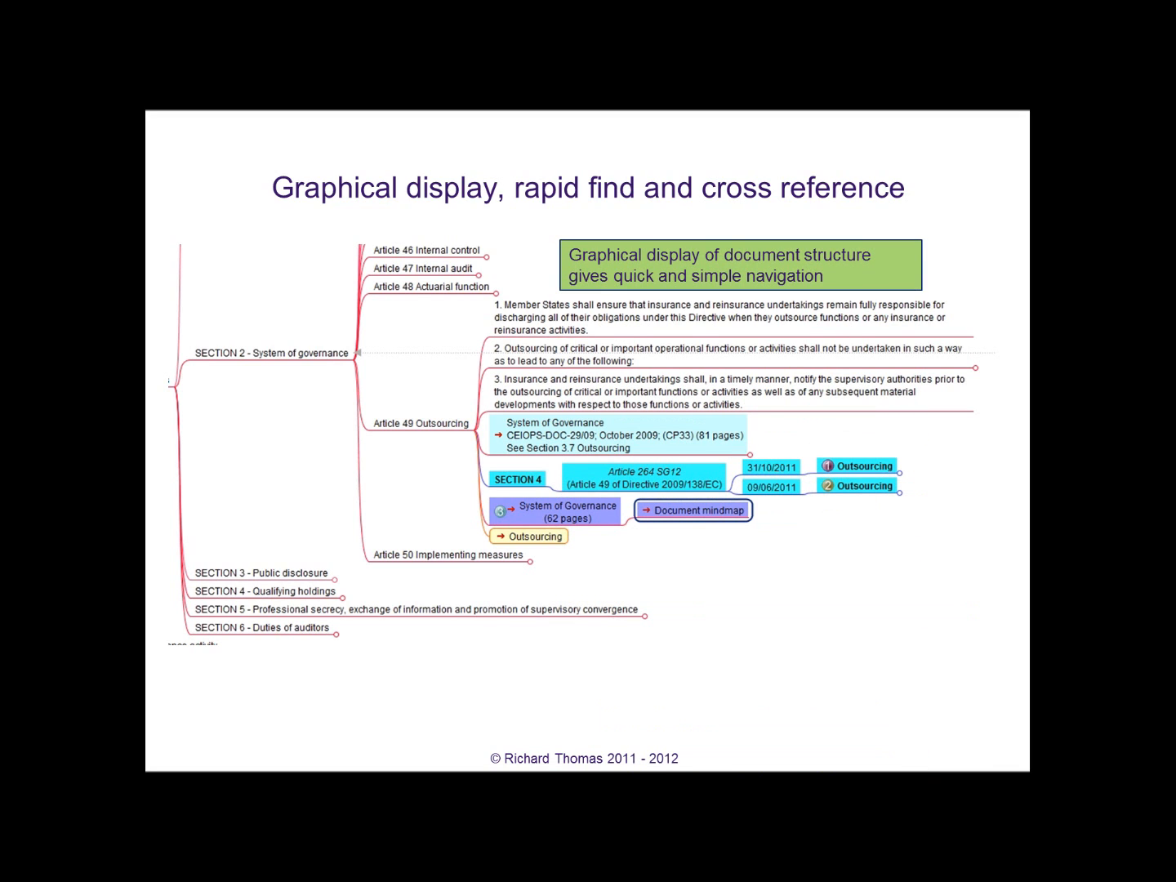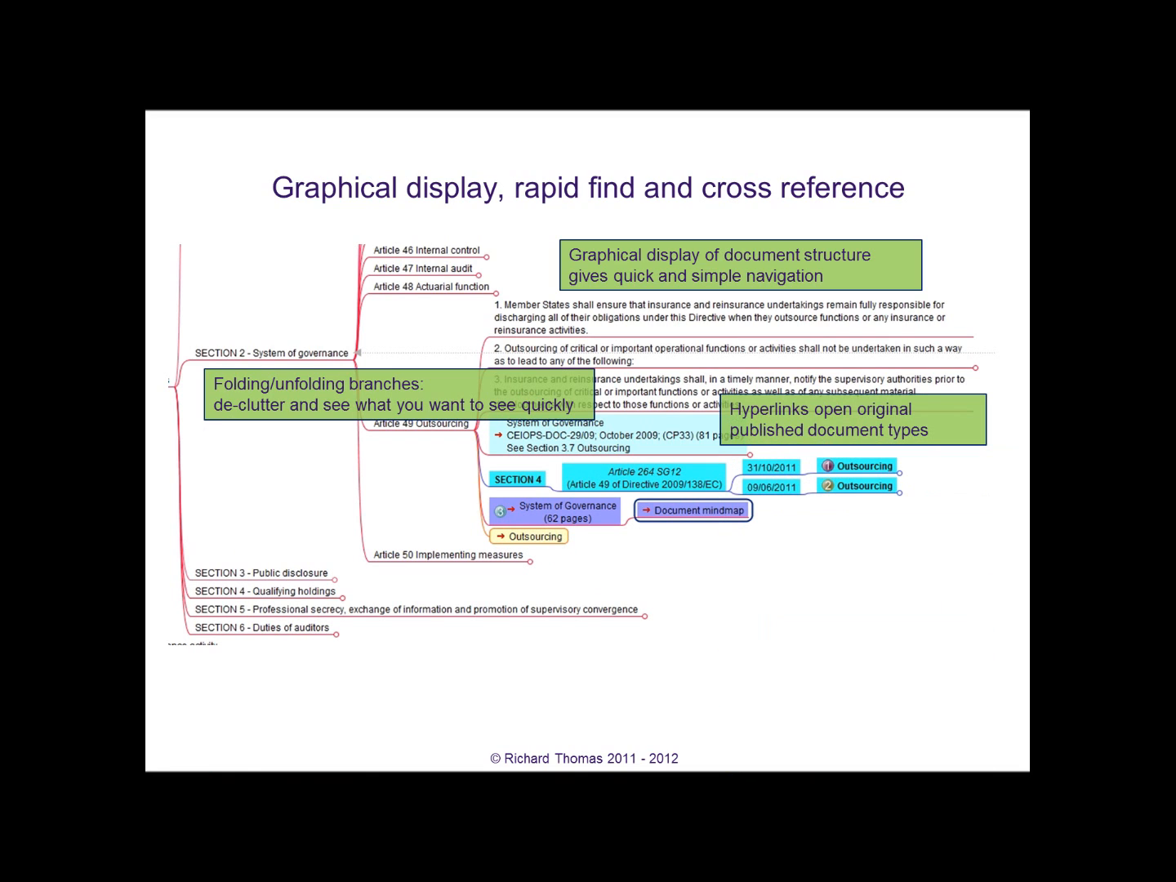The graphical presentation immediately shows the document structure, making it quick and simple to navigate. Branches fold and unfold, decluttering the user's view. Hyperlinks open the original published document, for example a PDF. Search facilities are available to rapidly find text. Hyperlinks enable rapid cross-reference to related information.